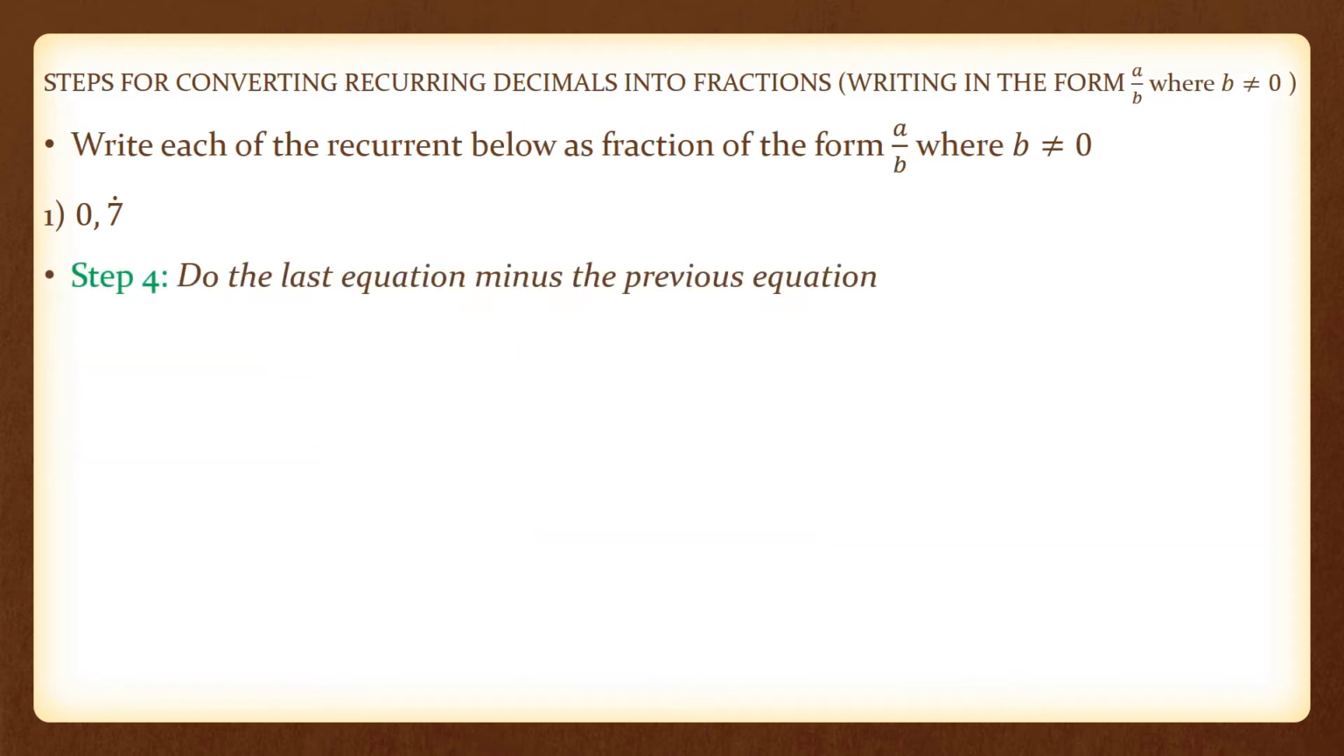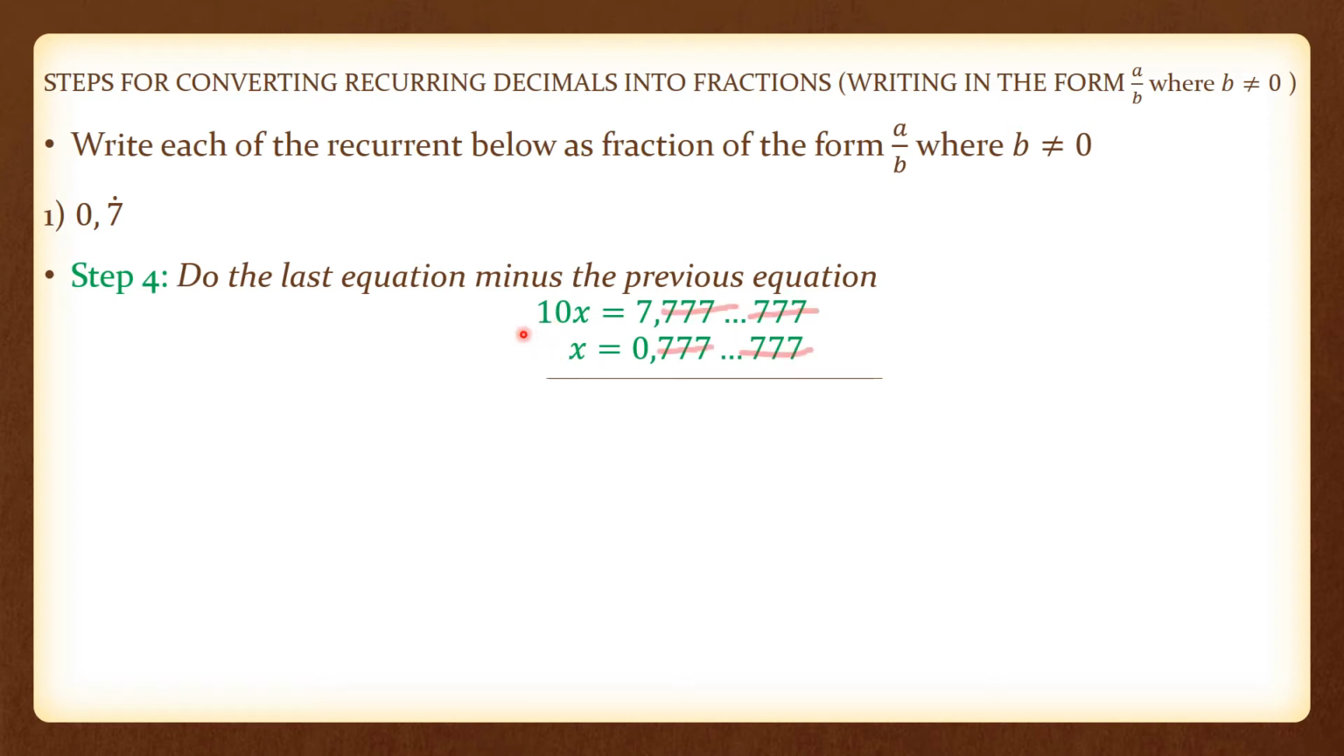Step 4, do the last equation minus equation 1. So we do equation 2 minus equation 1. Equation 2 is 10x equals 7.777, and equation 1 is x equals 0.7777. Now, you can see that in the two equations we have the same digits after the comma. So it's easy for us to cancel those digits because we're subtracting the two equations.